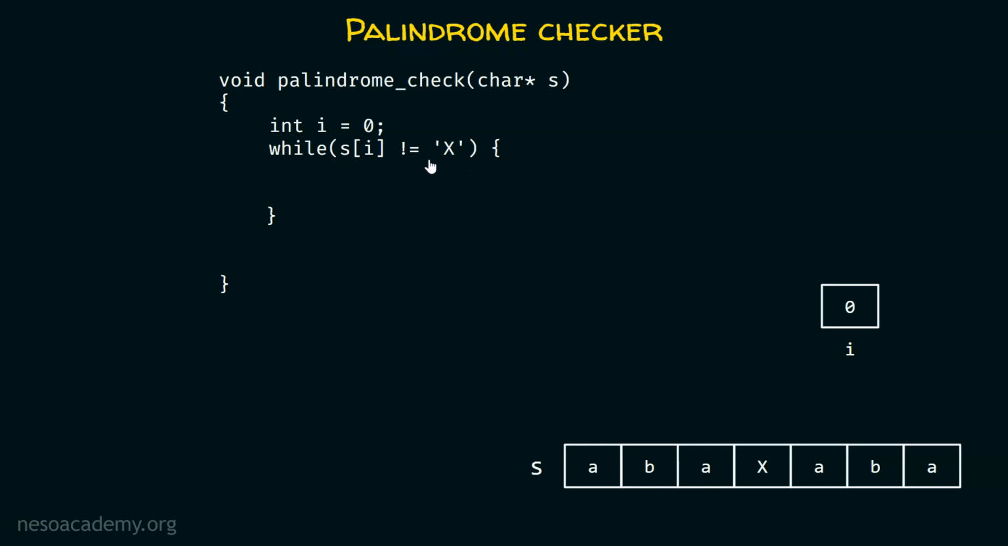Is S[i] equal to X? If it is the case that S[i] is equal to X, we'll get outside of this while loop. Otherwise, we'll continue to read the characters, right? So if S[i] is not equal to X, then we will push that particular character onto the stack and increment our i variable so that we can read the next character, right? Let's understand this piece of code line by line.